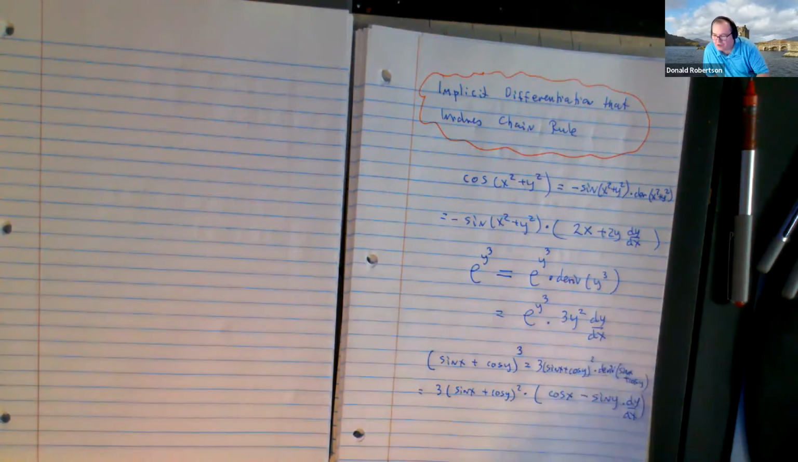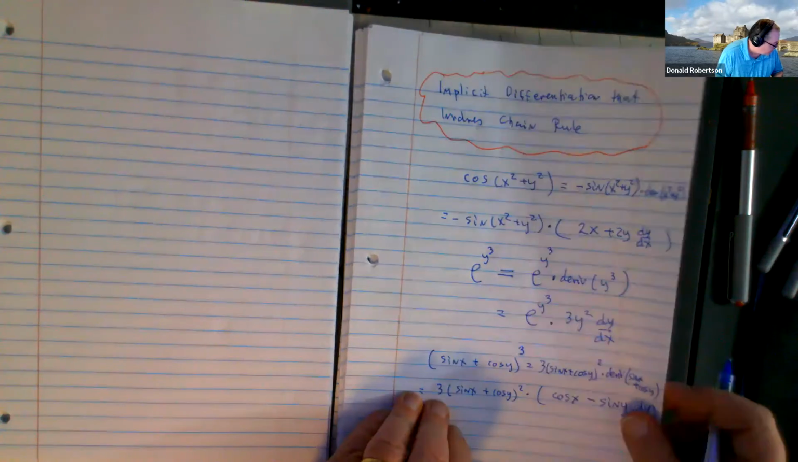Do you see the theme that's going on here? You differentiate x's the way you always did. You differentiate the y's almost the same way that you do in x, but remember to stick on a dy by dx at the end. That's essentially the structural difference between those two situations.